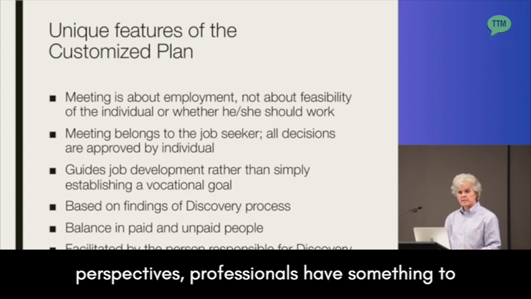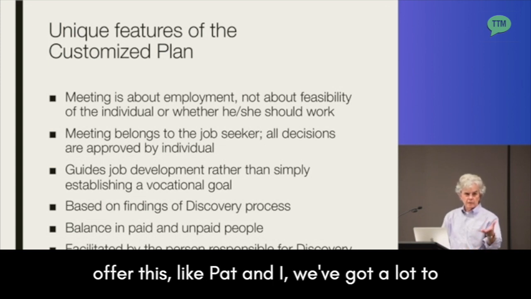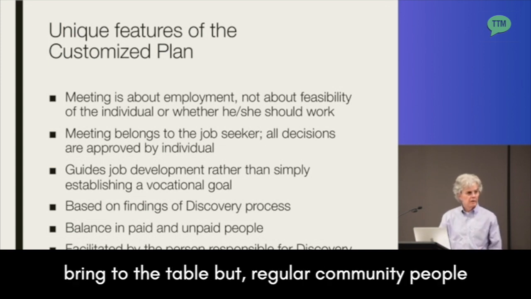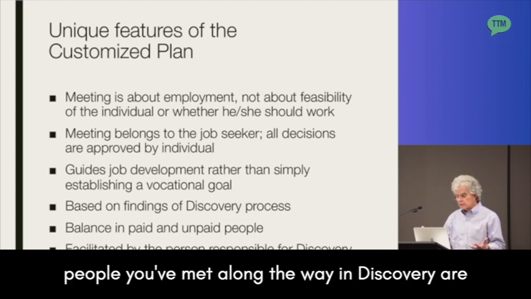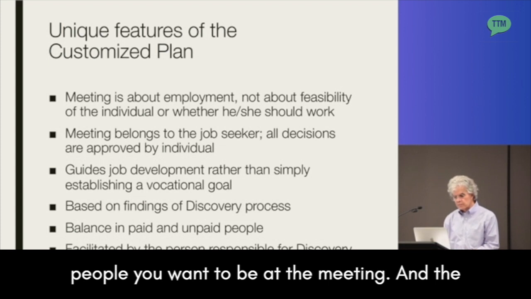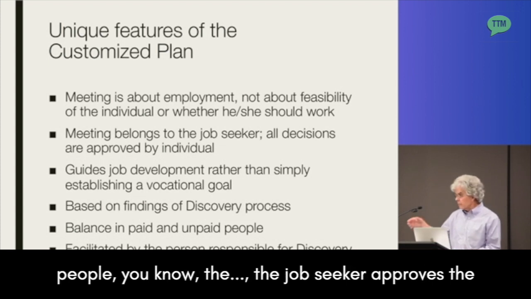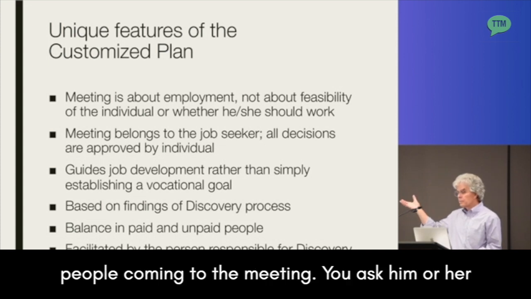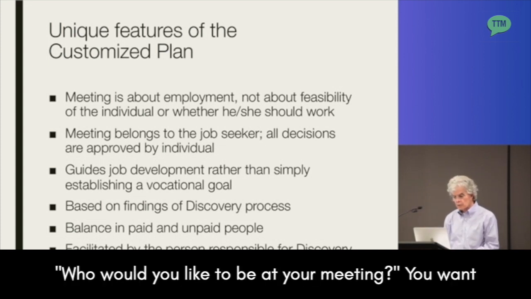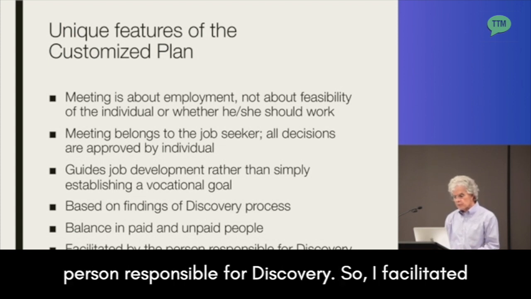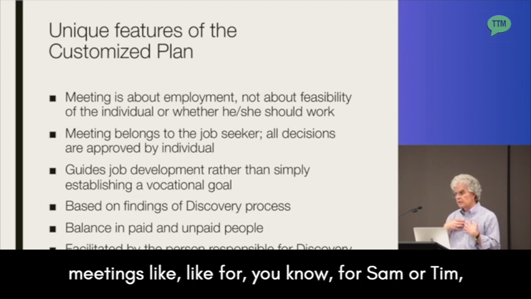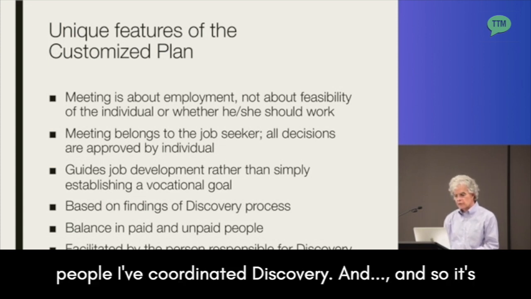You have different perspectives. Professionals have something to offer. Like Pat and I, we've got a lot to bring to the table, but regular community people have a lot to bring to the table too. So the people you've met along the way in discovery are people you want at the meeting. And the job seeker approves the people coming to the meeting. You ask him or her, who would you like to be at your meeting? You want about 8 to 10 people, facilitated by the person responsible for discovery. So I facilitated meetings for Sam or Tim, people I've coordinated discovery for.